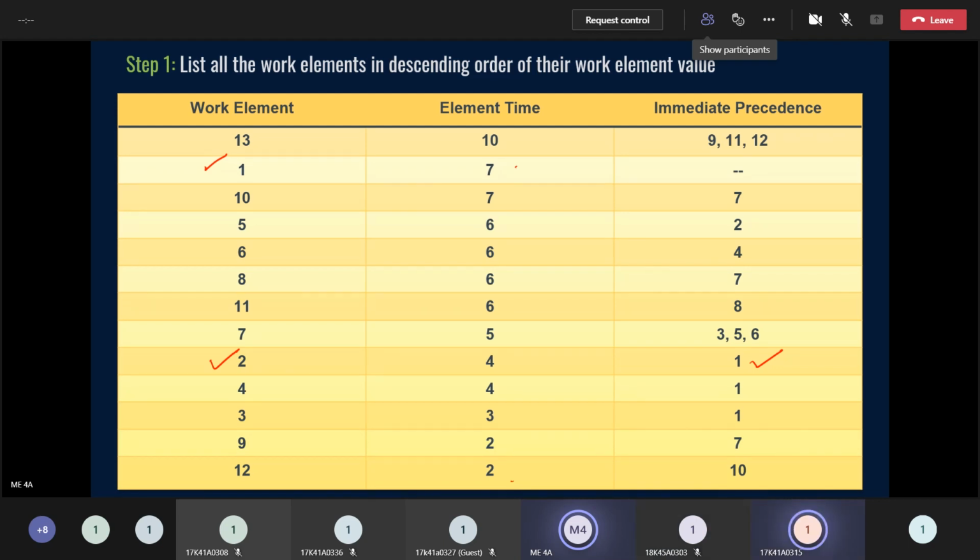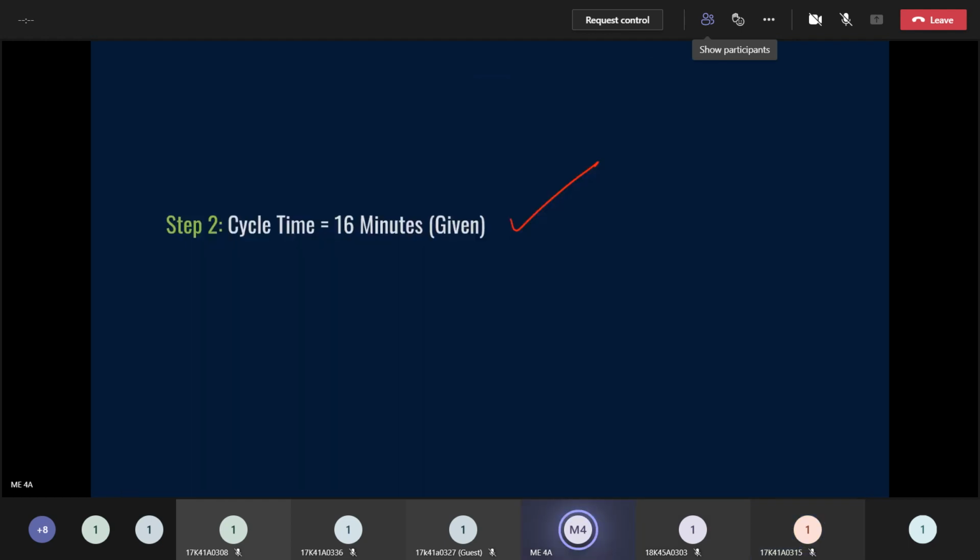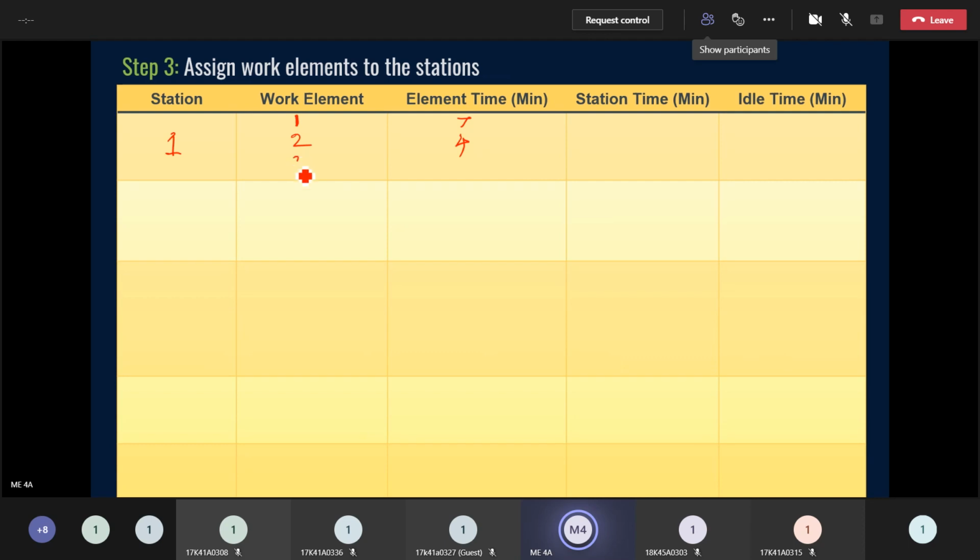We have to take 4, sir. Work element 4, which takes only 4 minutes. So up to here, 15 minutes is over. There is no other element with 1 minute time, so obviously you have to stop there. So how much is the idle time now? 1 minute. 1 minute is idle for station 1.